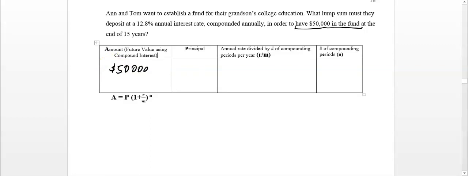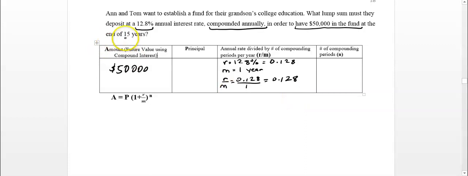So we're given the $50,000, which is going to be the amount within our formula here. And we are also given the rate at 12.8%, which we convert to a decimal, move the decimal point 2 places to the left, so that's 0.128, and we're told that it's compounded annually. So our M represents 1 for 1 year. So we can write the R over M ratio, or fraction, as 0.128 over 1, which is the same as 0.128.